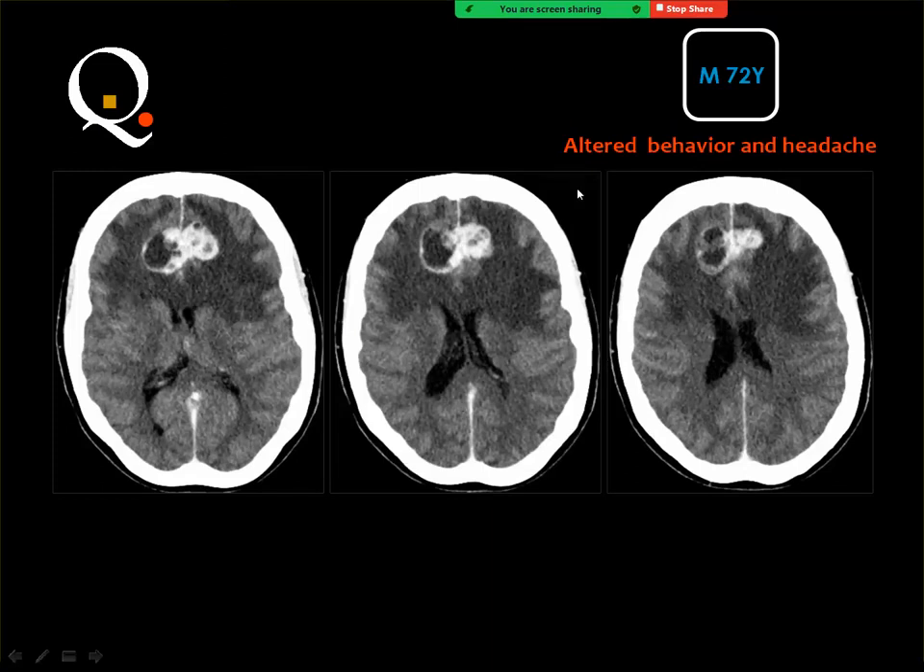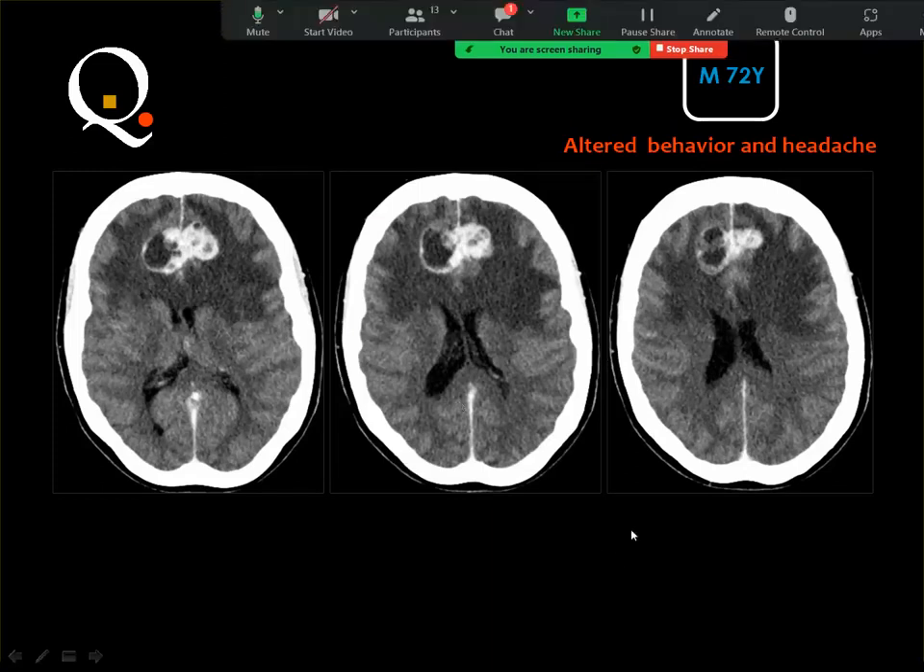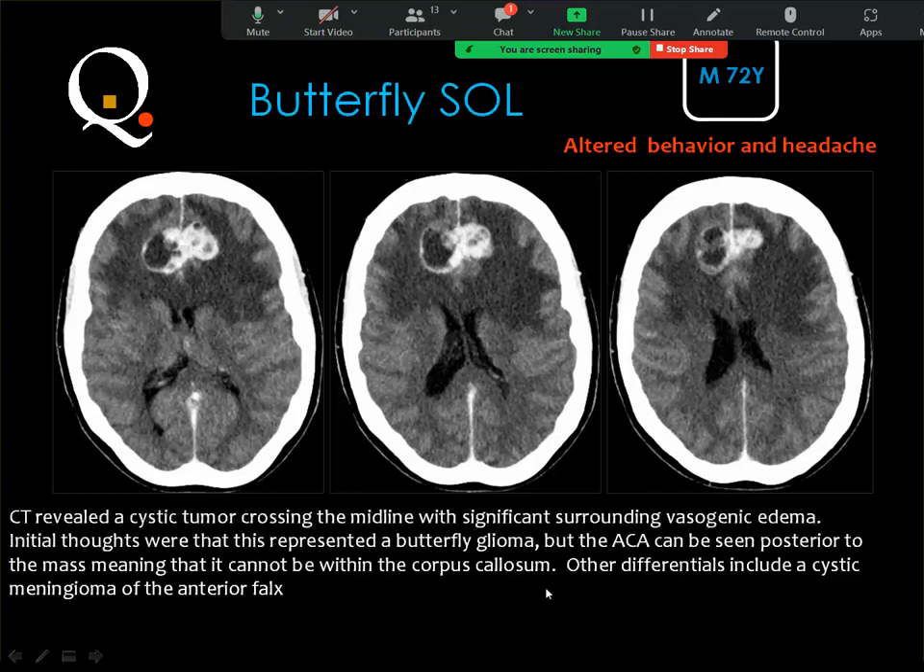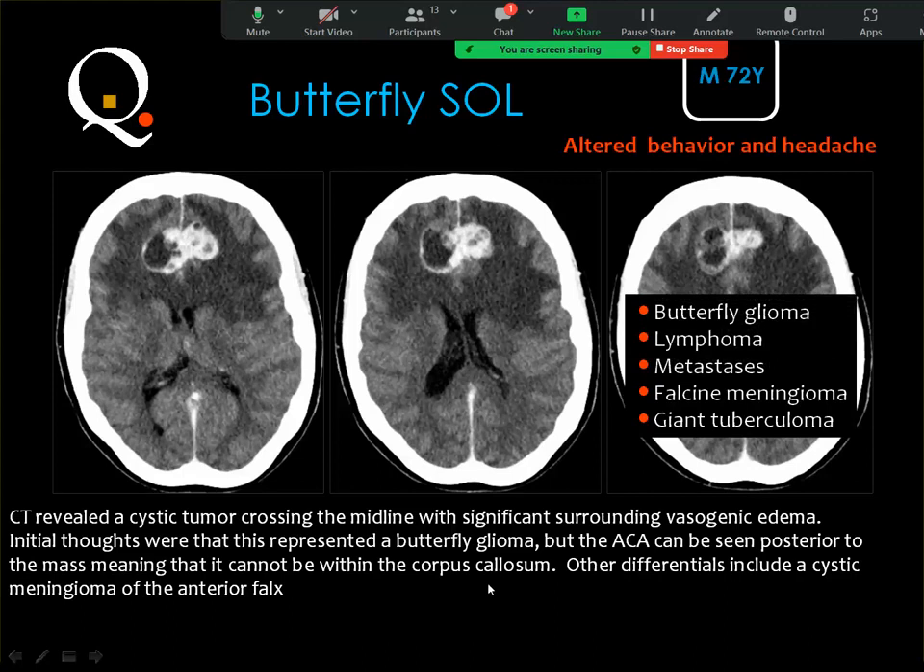Yes, and of course, this is a lesion that is crossing the midline from left to right, or centered in both frontal lobes, known as a butterfly lesion. And the butterfly space occupying lesion can fit many diagnoses, like butterfly glioblastoma multiforme, lymphoma, metastasis, meningioma sometimes, and giant tuberculoma is included in the differential diagnosis.